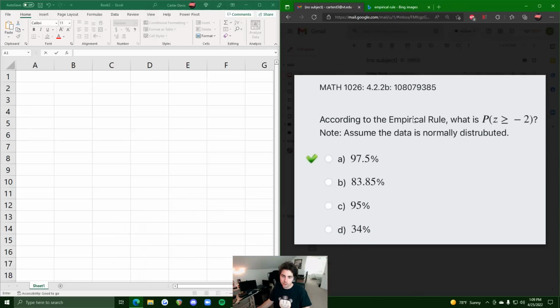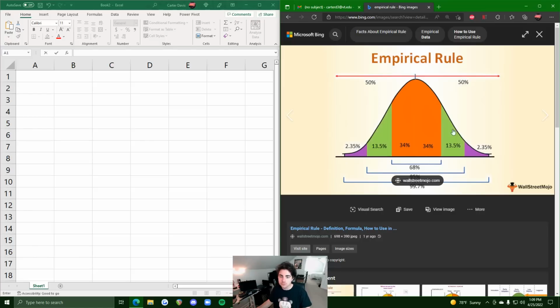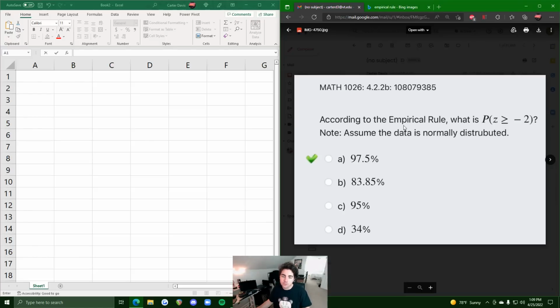Okay. So in this problem, I'll go through, I think, five-ish problems or versions of this problem in Excel, and I'll try to explain it using the empirical rule visual of this normal curve along the way. So they say, according to the empirical rule, what is the probability P for which the z-score is greater than or equal to -2.